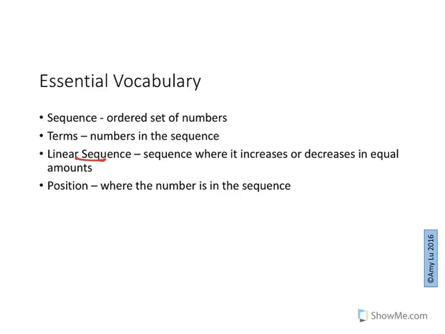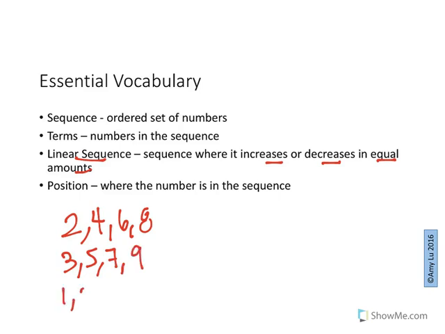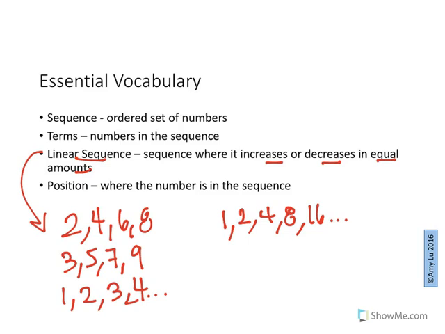A linear sequence is when the sequence increases or decreases in equal amounts, meaning the same amount each time. So an example of a linear sequence is something like 2, 4, 6, 8, or 3, 5, 7, 9, or 1, 2, 3, 4. An example of a sequence that is not linear is, for example, 1, 2, 4, 8, 16, because it does not go up exactly the same amount each time.